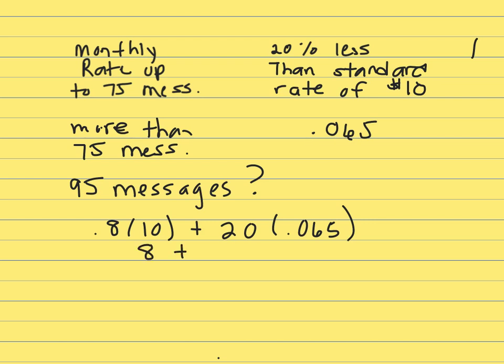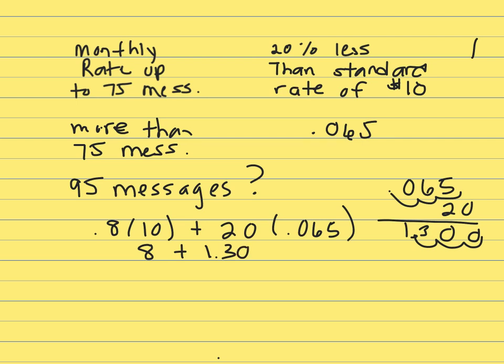Plus, 20 times 0.065, that's not much. 0.065 times 20. Move that 0 out of the way. 2 times 5 is 10. 2 times 6 is 12, plus 1 is 13. And you're moving it 3 places. 1, 2, 3. So it's 8 plus $1.30. And that's $9.30. And that's answer A.